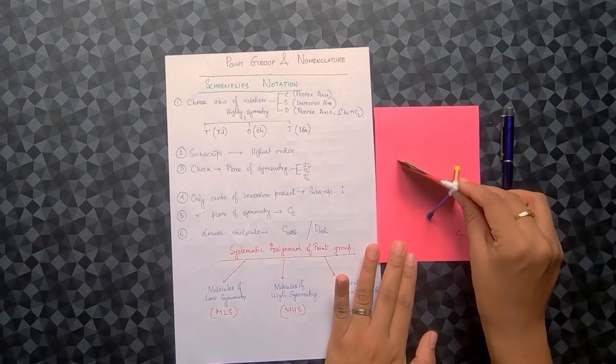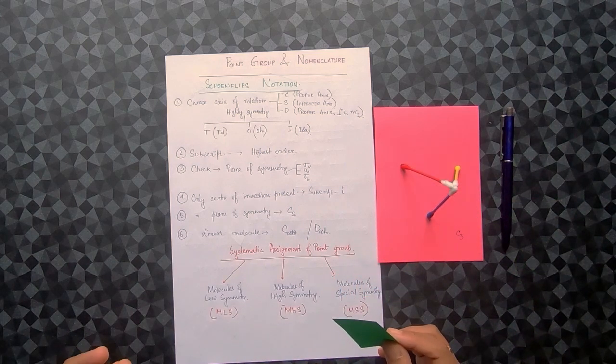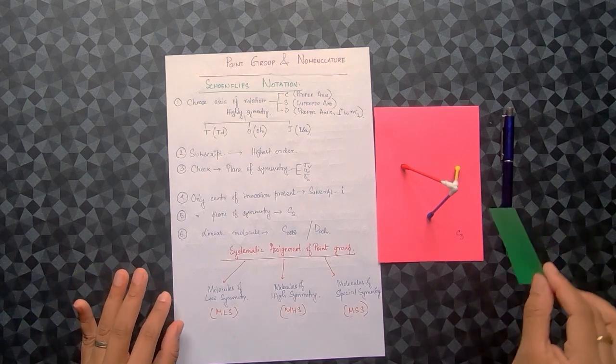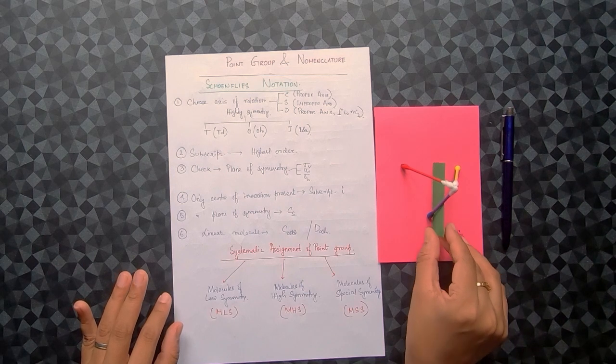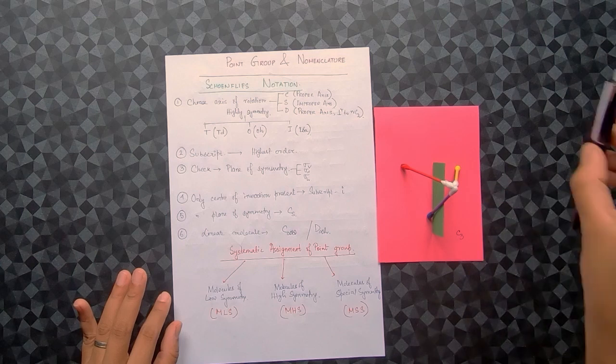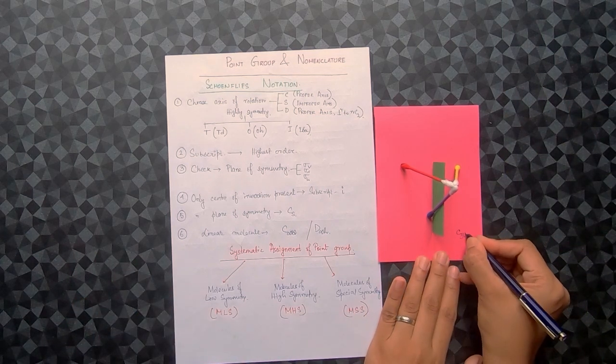What kind of plane of symmetry is it? We already know that plane of symmetry has 3 different notations. Those are sigma V, sigma H and sigma D. For this particular case, it is a sigma which contains the principal axis. That's why it is sigma V.